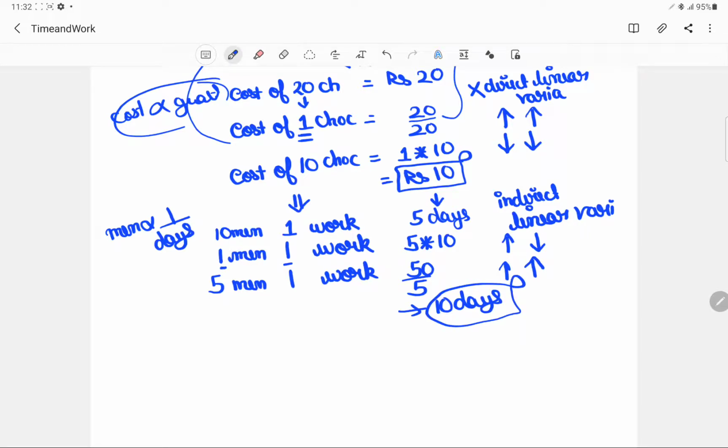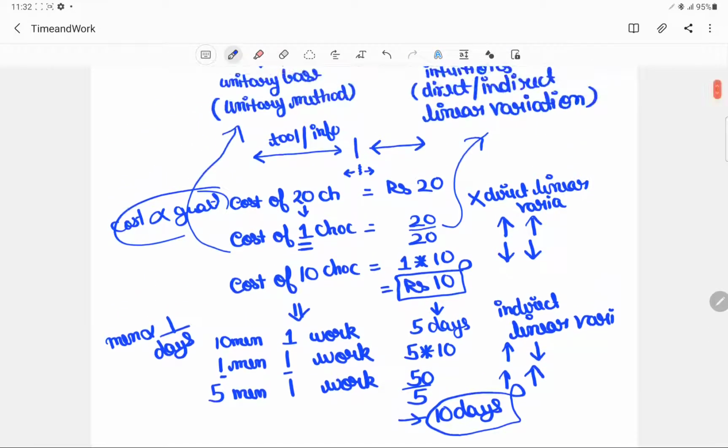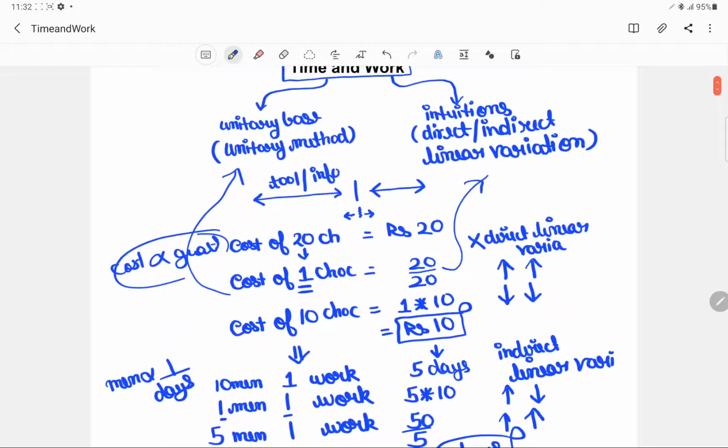So we'll always follow this standard approach. We'll keep it to the left. Whatever is given to us, we'll keep it to the left. What we are expected to calculate, we'll keep it to the right. Then we will convert everything to the unit base, and then the rest is following our intuitions.